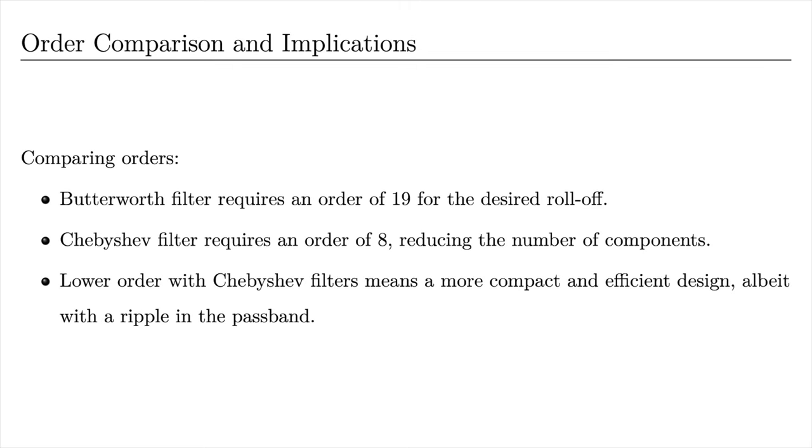In this comparison, we find that the Butterworth filter requires an order of 19 for the desired roll-off, while the Chebyshev filter requires an order of only 8. This lower order means the Chebyshev filter needs fewer components, resulting in a more compact and efficient design, though it introduces ripples in the passband.